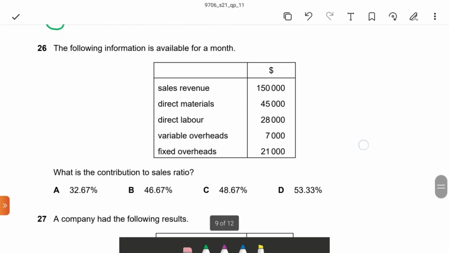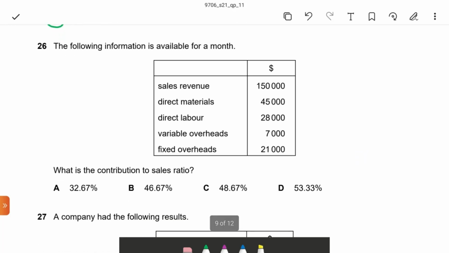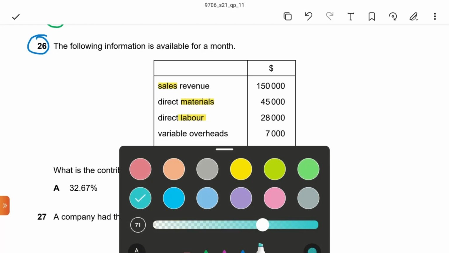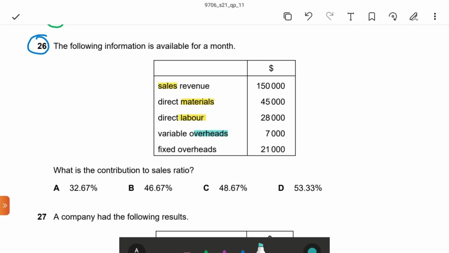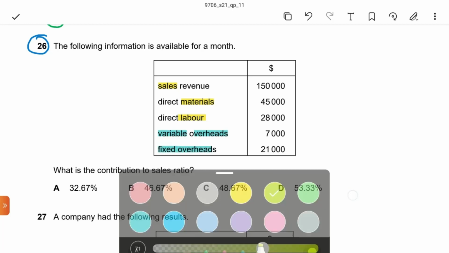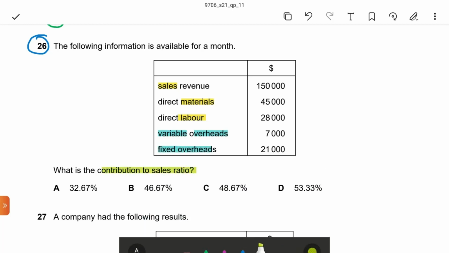Next, the following information is available for a month. Question number 26. They are given some information: sales, direct material, labor, and then overhead, both variable and fixed. What is the question? What is the contribution to sales ratio?